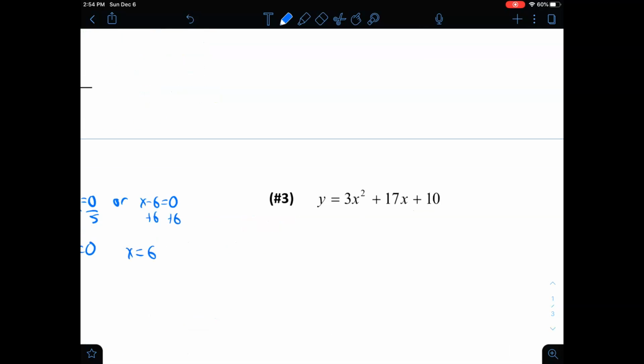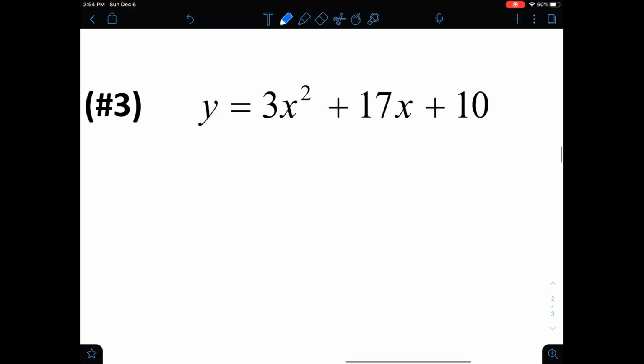All right, number 3, we have y equals 3x squared plus 17x plus 10. All right, factoring, is there a GCF? Well, the factors of 3 are 1 and 3. 3 doesn't go into 17 because it's a prime number, and 3 doesn't go into 10 either. Is there an exponent or a variable we can pull out? This one doesn't have an x, so that's a no.